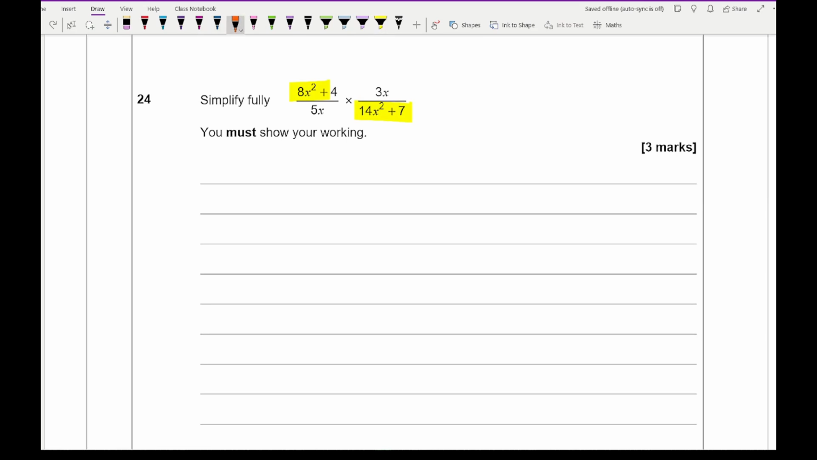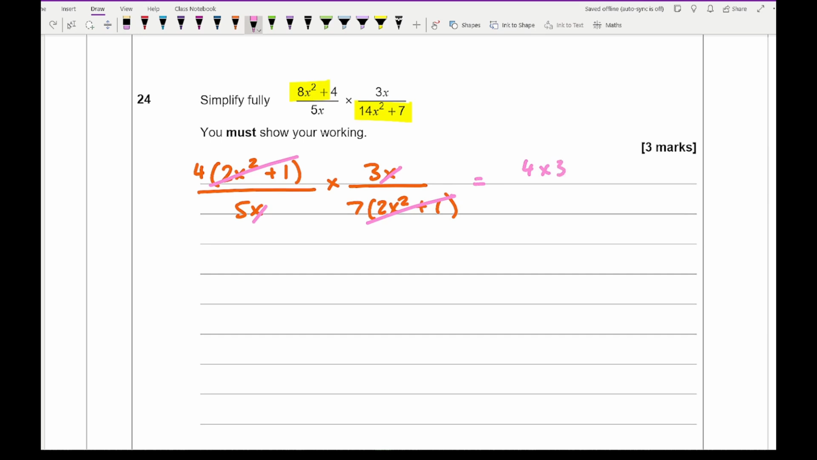So I could take 4 out, so that's going to be 4 lots of 2x squared plus 1 over 5x, and multiplied by 3x over, and we could take 7 out, and we get 2x squared plus 1. So from this, what you can see is if we combine those two things, this bracket cancels with this bracket, this x cancels with this, so all we're left with is 4 times 3 over 5 times 7, which is 12 over 35.